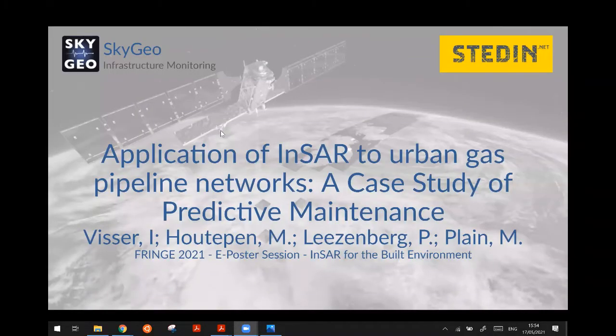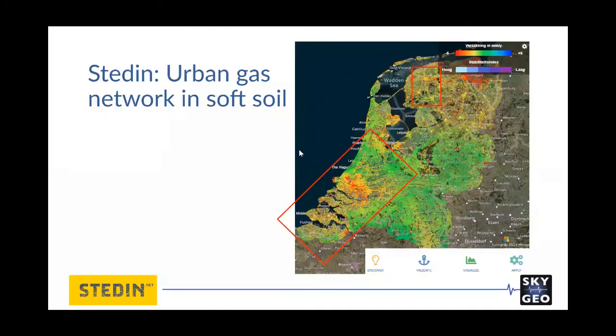Welcome to our Fringe 2021 workshop on InSAR for the built environment. I'd like to talk to you about a specific case study for predictive maintenance, the application of InSAR to urban pipeline networks. And the area we're talking about here is the area where Stedin delivers natural gas to their customers, hundreds of thousands of customers, and they are roughly outlined by these red squares.